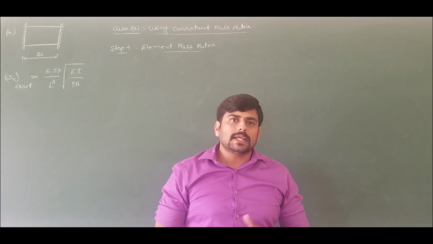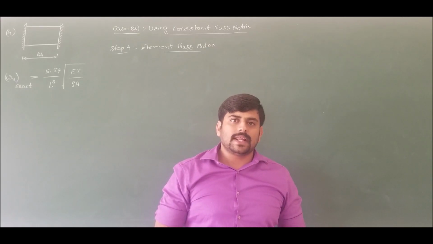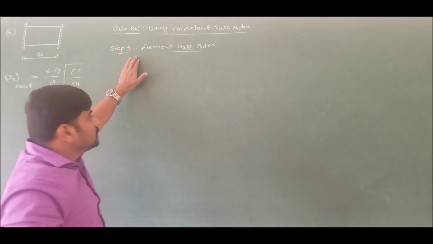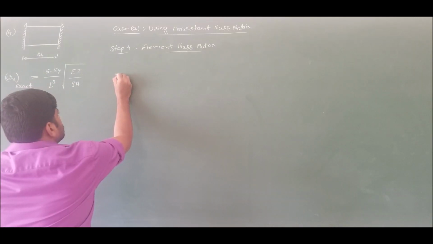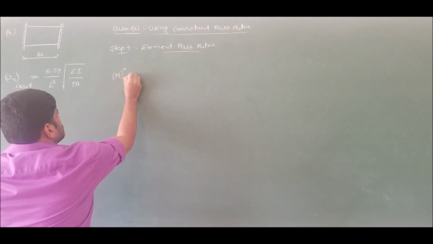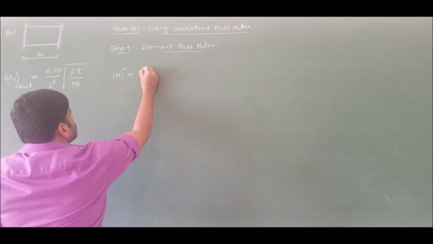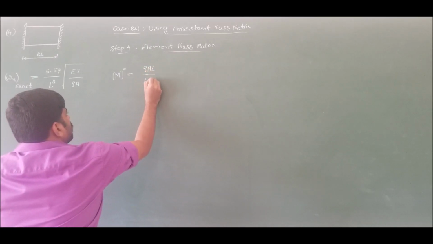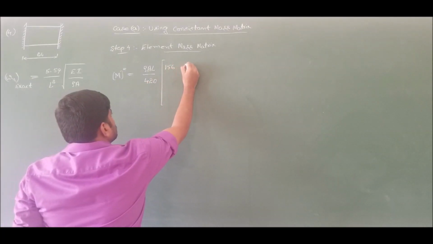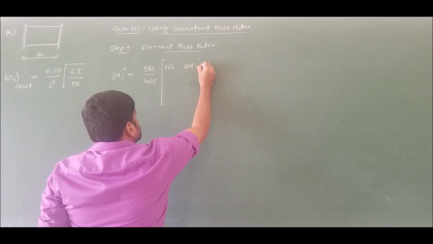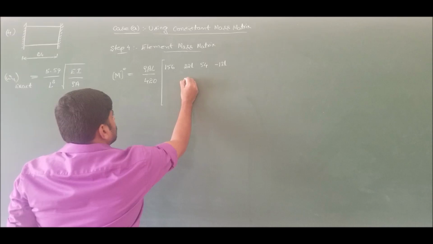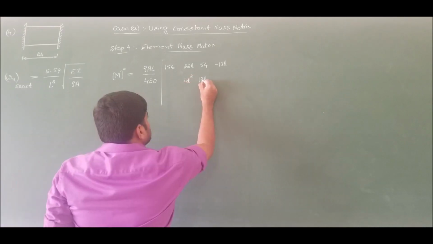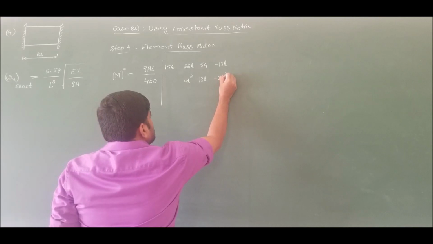So let us take up case A. Let us find the natural frequency using the consistent mass matrix. Coming to step 4, the element mass matrix. The general expression for the mass matrix of a beam element is rho A L by 420 times 156, 22L, 54, minus 13L, 4L square, 13L, minus 3L square.